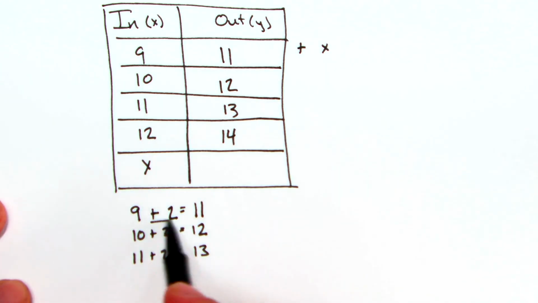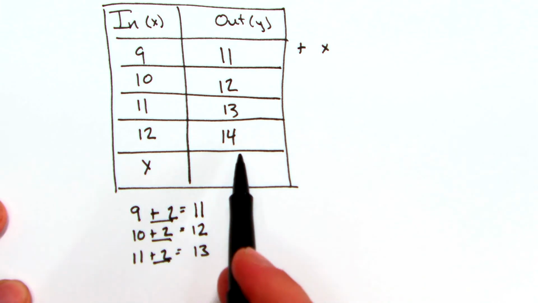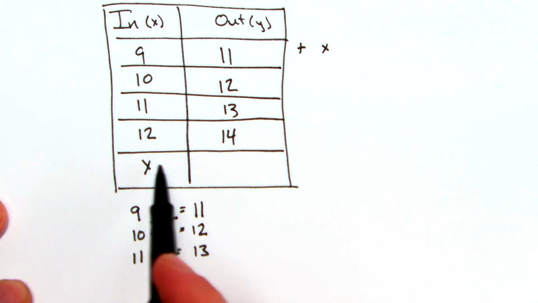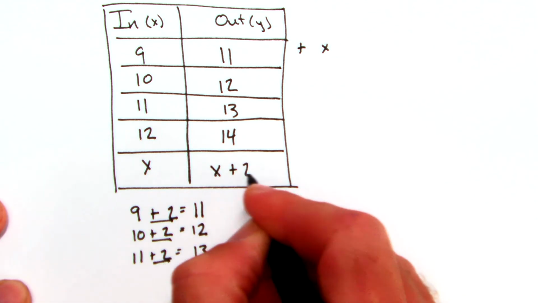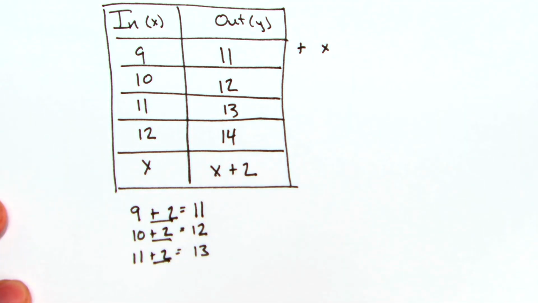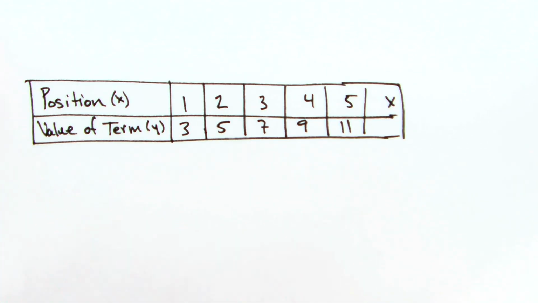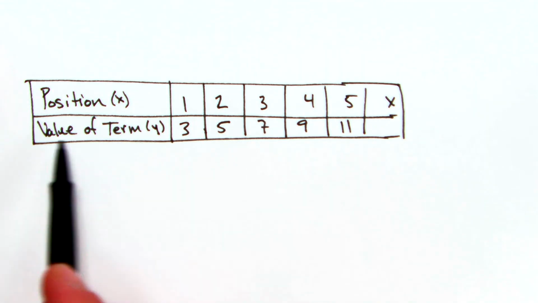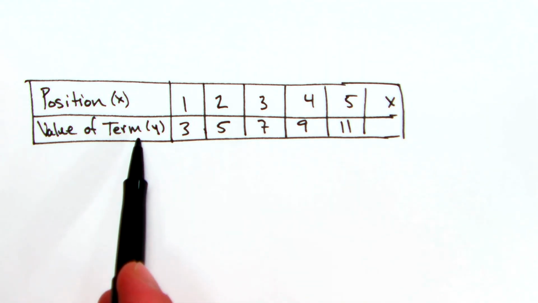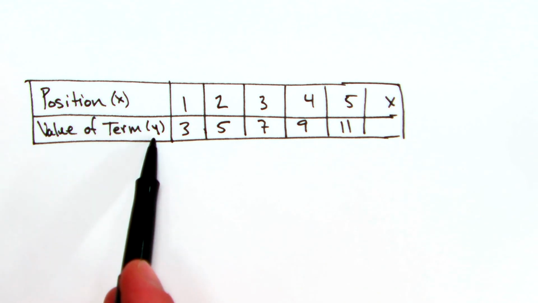So whatever my number is on my x side, I add 2 to get my out side, or my y. So if my in number is an x value, I take my x and add 2 to get my out number. Another way that it might look is this. So you have your position, first, second, third, fourth, fifth, so on and so forth, and then the value of that position. Now your position is your x, your value is your y.